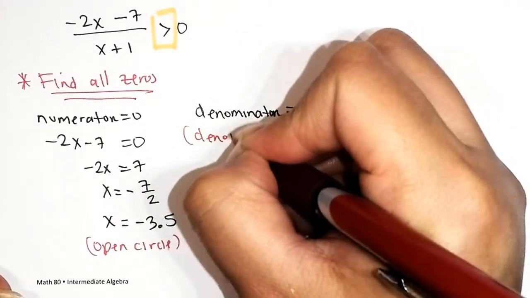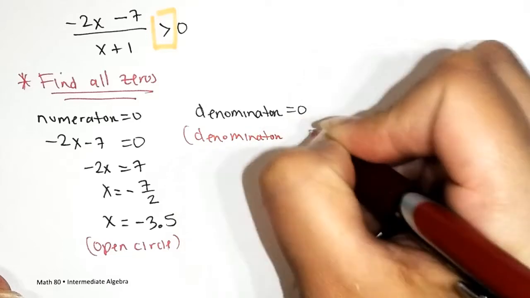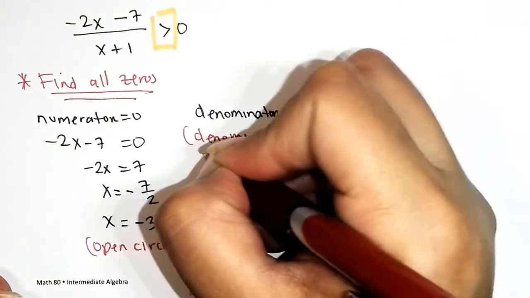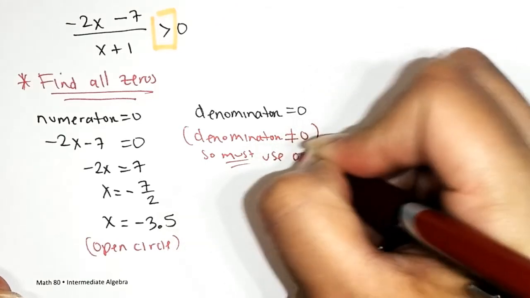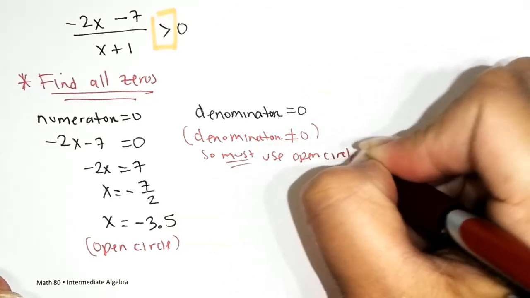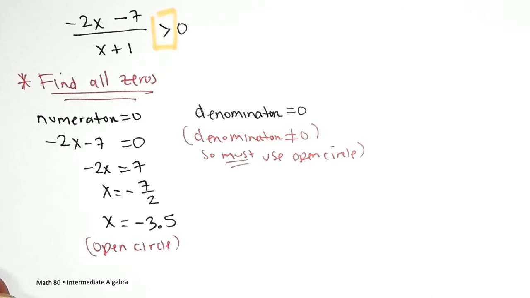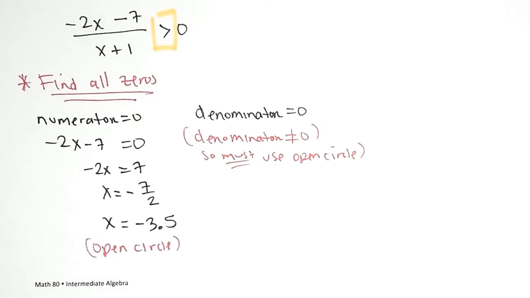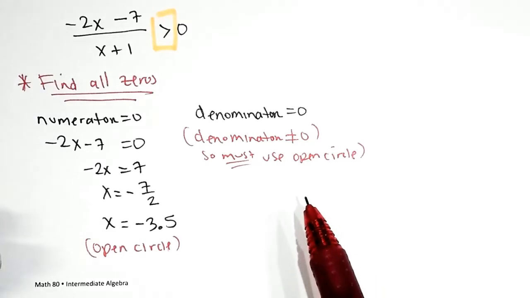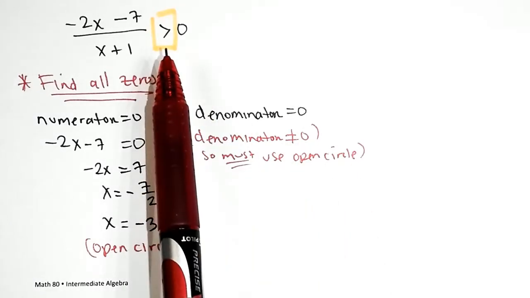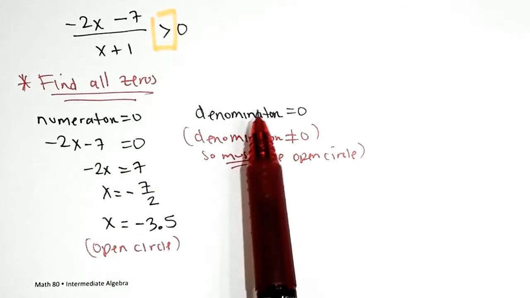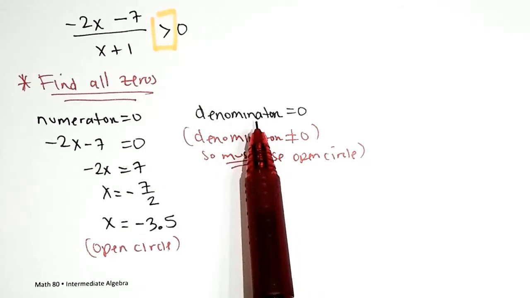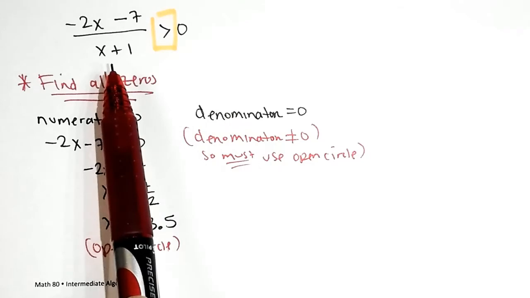So the denominator can't equal 0, so we must use an open circle. For this problem, it may not seem like a big deal why I highlight this, but if this was "greater than or equal to," we would still use an open circle for the denominator. Why? Because the denominator can't equal 0, because division by 0 is not defined.